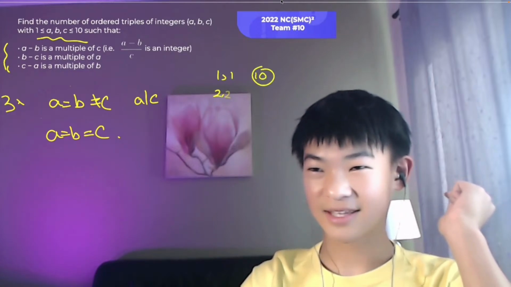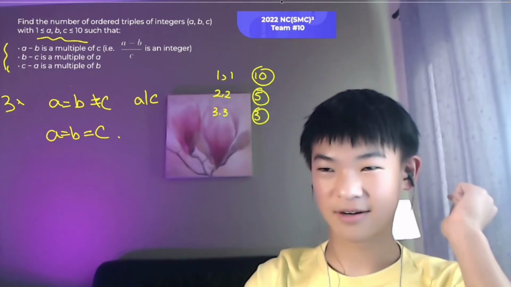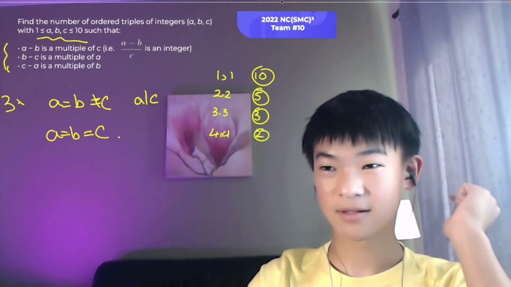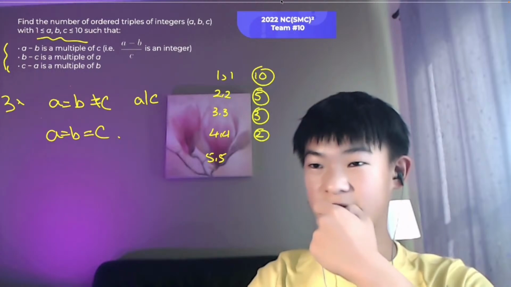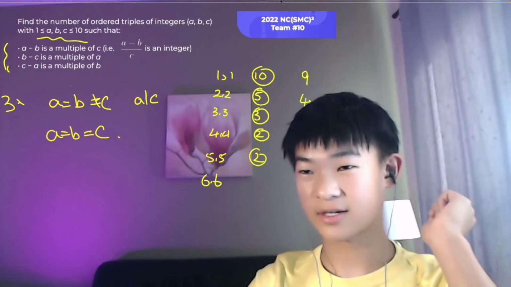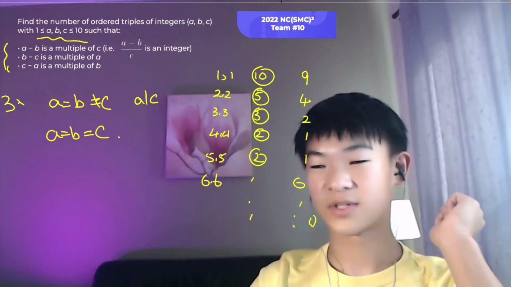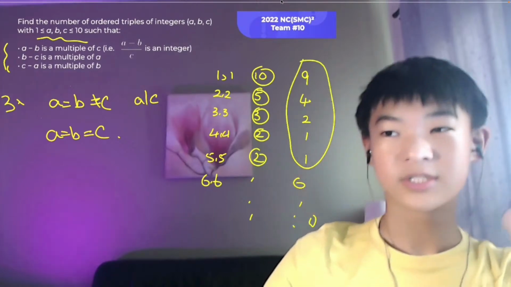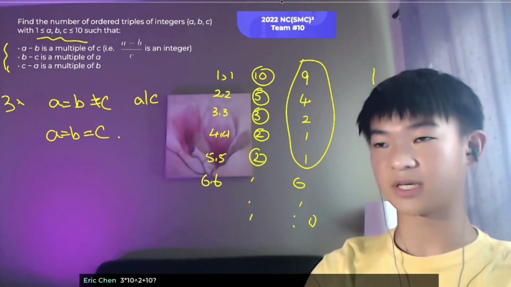2 and 2, that'd be 5 ways. 3 and 3, 3 ways. 4 and 4, you'd have 2 ways. 5 and 5, that would be 2 ways. But don't forget, these are also the ones where C isn't B. So it's 1 less in all of those. So that would be 9, 4, 2, 1, and 1. And then all these, since they're 1, this would all be 0. So sum this up, we should get 17.